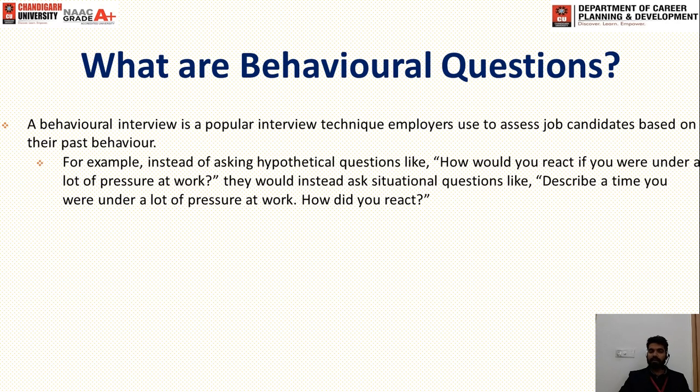So what are behavioral questions? Simple. A behavioral question is actually a popular interview technique used by hiring managers, and it is based on your past behavior. So the interviewer doesn't ask you any hypothetical question. That means he doesn't put you in situations like, what if. He actually asks you how you have behaved in a certain situation. So he gives you how questions, not if questions.